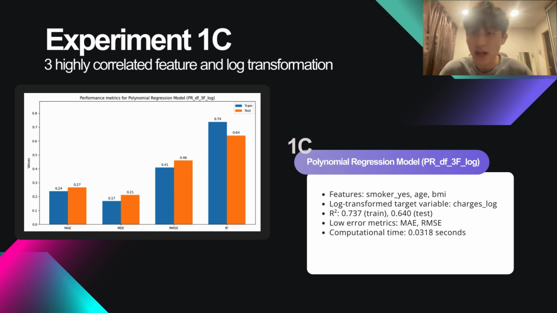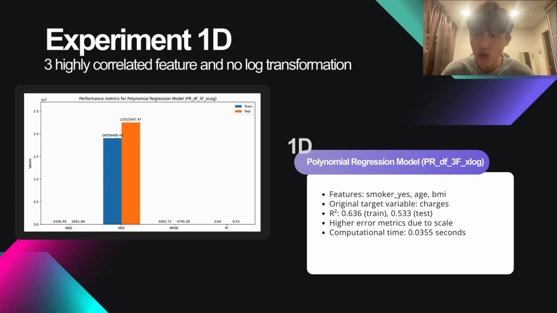In experiment 1C, we expanded our features to include smoker yes, age, and BMI with a log-transformed charges log target variable. This model performed well with an R-square value of 0.737 for the training set and 0.64 for the testing set, showing a very good fit. The MAE and RMSE were low, indicating good predictive accuracy. The computational time was efficient, at 0.031 seconds only.